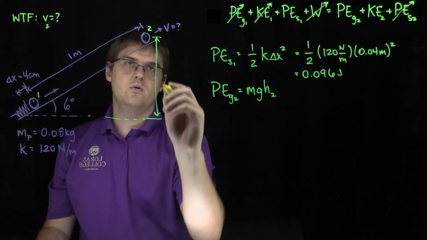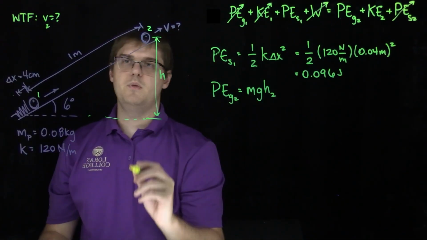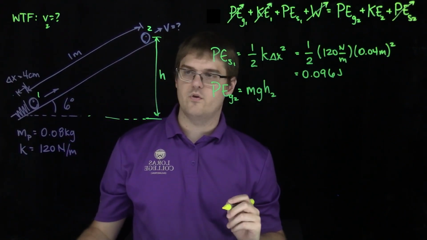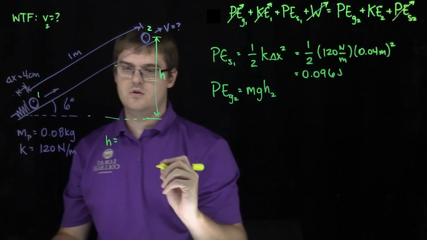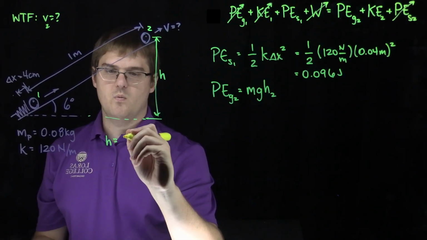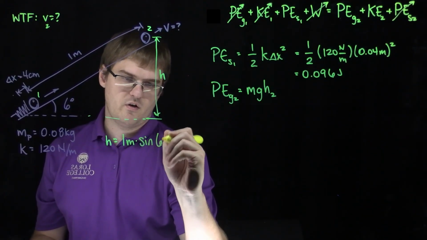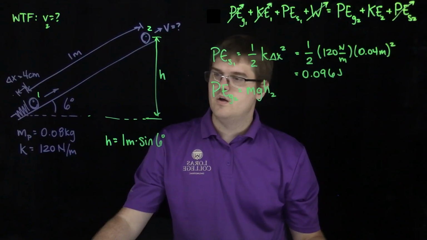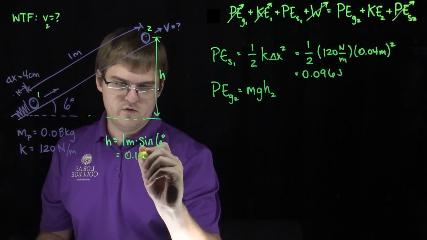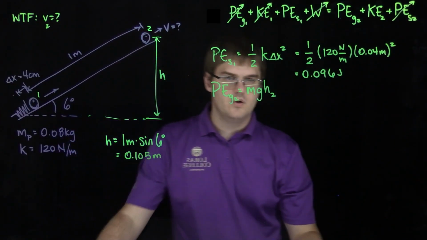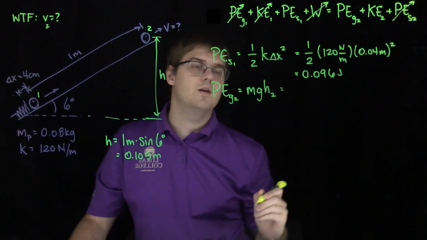So this value, this is my height. And looking at this triangle, I know this is 1 meter, and this guy is across from it. So across is going to be a sine function. So height is going to be my total length, my 1 meter, times the sine of my 6 degrees. This comes out to be approximately 0.105 meters. So it's 1/10 of a meter, so 1/10 of the potential energy if we did it the other way. Good thing we didn't miss that.